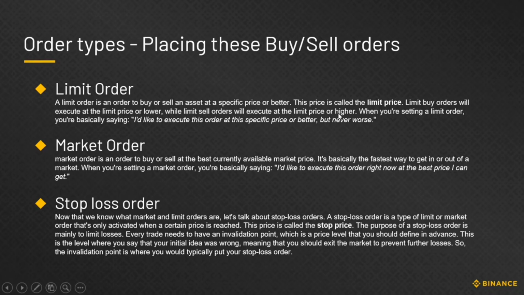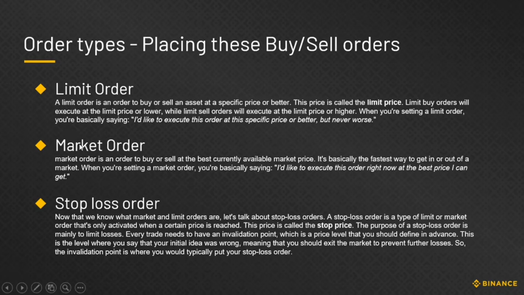So you might say I want to sell for $50. If not $50, you should sell it at something higher, like $100, because selling at $40 would be a loss for you. So that's what the limit order does. You set the price you want to sell at. When you're setting this order, you're basically saying I'd like to execute the order at this specific price or better, but never worse. I think this is clear.